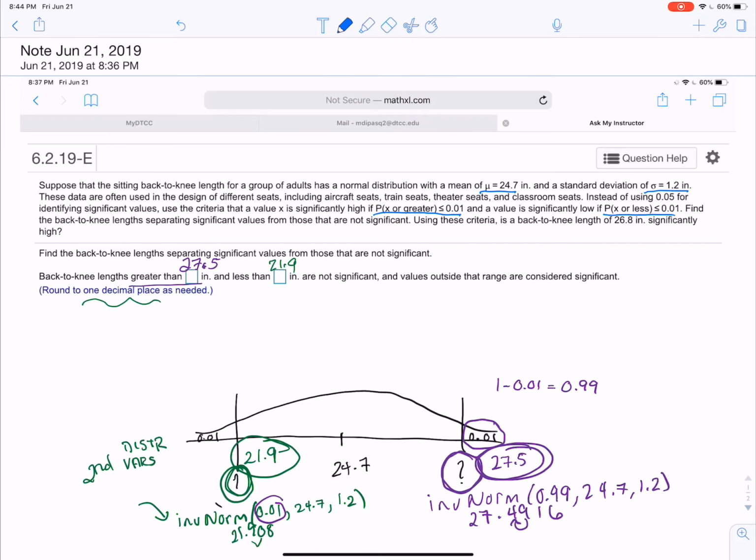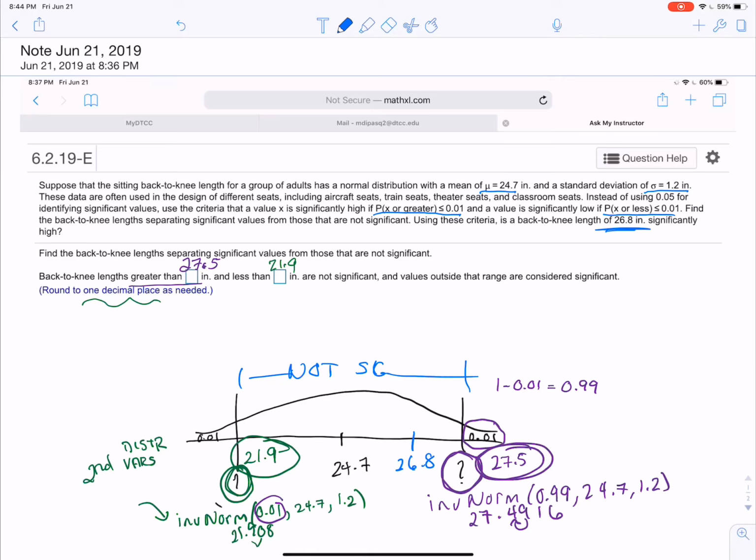If we look at that next part of the question where they're asking us to analyze it, they tell us, is a back to knee length of 26.8 inches significantly high? So if we picture where that 26.8 is, it's going to be in between the 24 and the 27. So it'll be somewhere around here. That means it's not significant. Anything in the middle here is not significant.